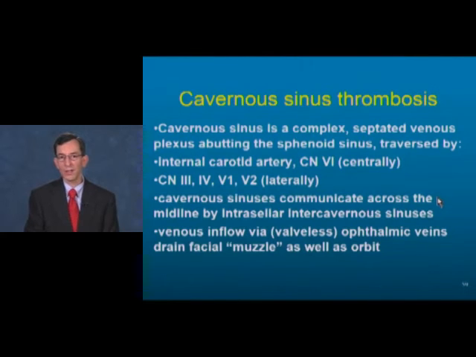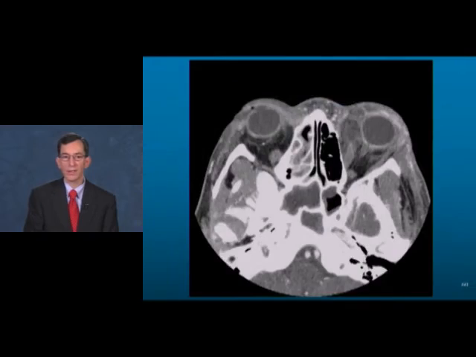And so infection in one cavernous sinus commonly can spread through these intercavernous sinuses to the contralateral side, producing bilateral cavernous sinus thrombosis. Remember that these vascular structures are impacted not only by sphenoid sinus disease, but also by facial infections in the midface, because the veins that drain the midface have no valves. And so any infected material that reaches the venous drainage system can actually enter the cavernous sinuses fairly directly.